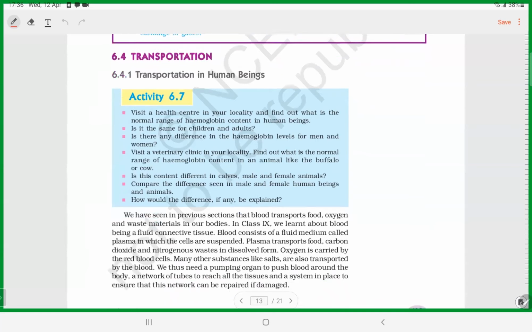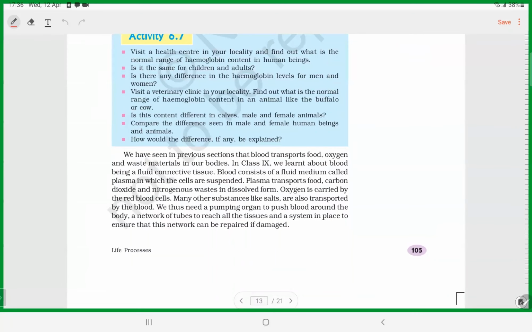So what type of circulatory system do we have? In simple terms, there are two types of circulatory system in organisms, right? Multicellular organisms will have two types of circulatory system. What are the two types? Open and closed, right? Open and closed. What does an open circulatory system mean? What does a closed circulatory system mean?